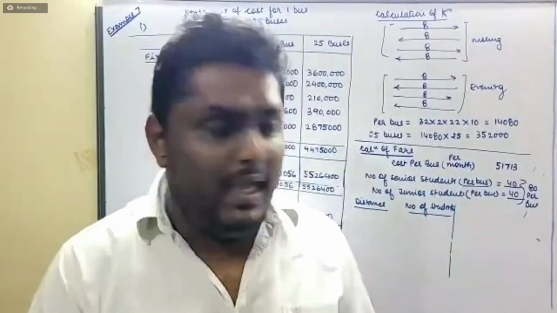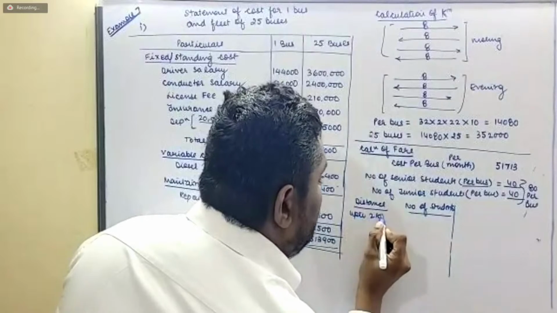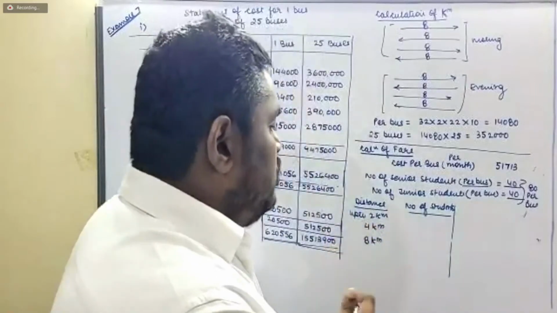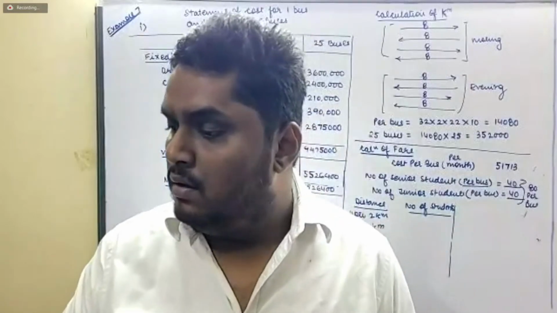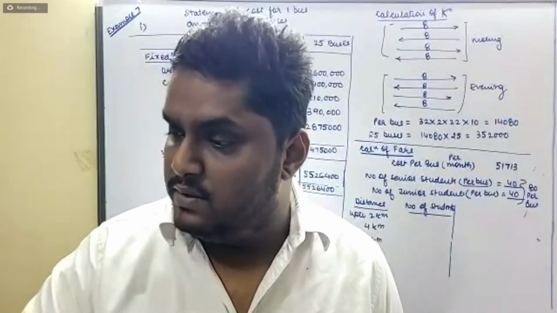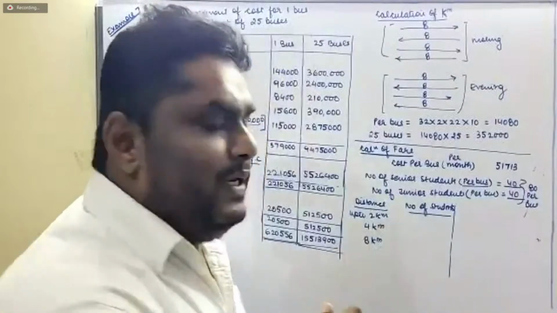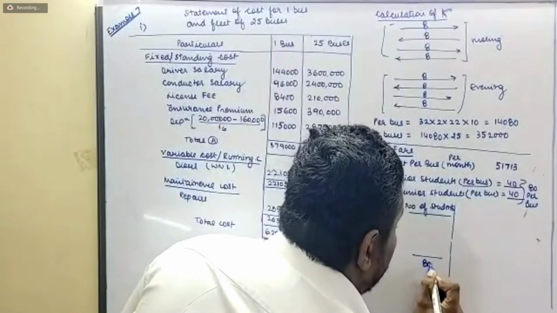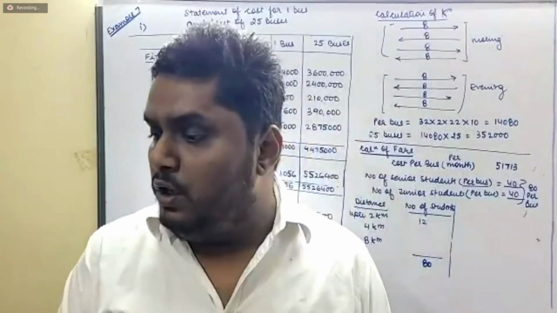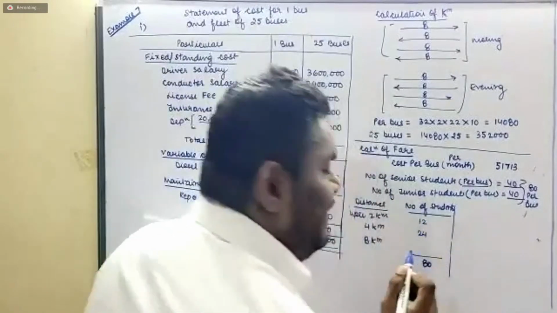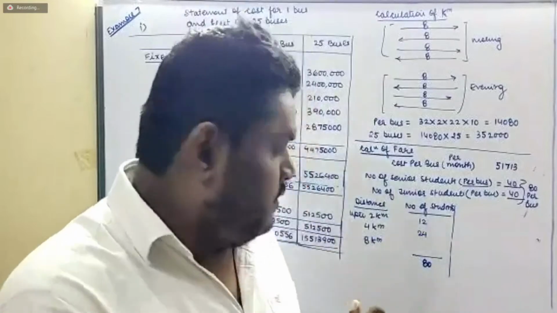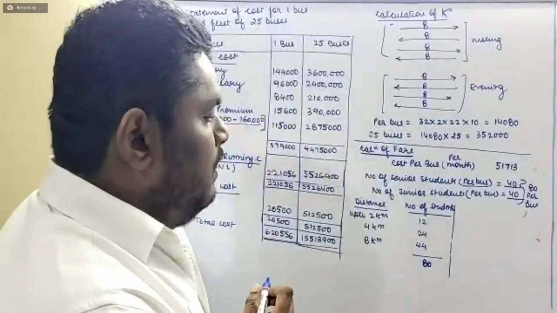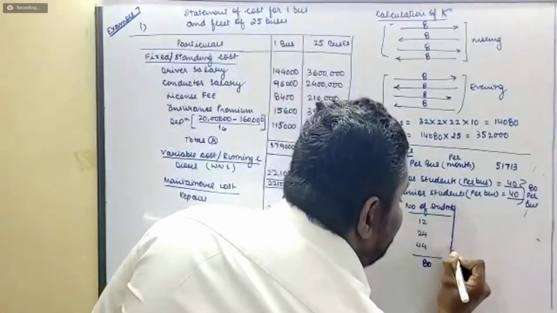When talking about the distance up to 2 kilometer, 4 kilometer, and 8 kilometer, let's simplify the calculation in a better way for better understanding. So up to 2 kilometers, out of 80 students, how many students are traveling? 15% students are traveling. So total students are 80. So 12 students are traveling up to 2 kilometers. 24 students are traveling up to 4 kilometers. And 44 students are traveling up to 8 kilometers. So these are the number of students.